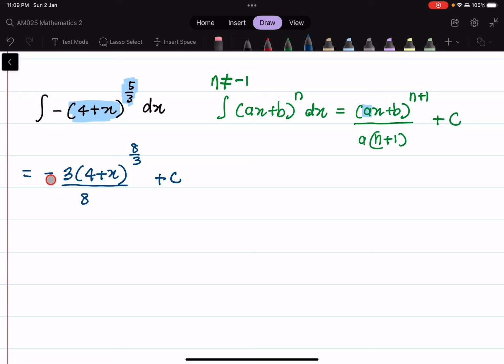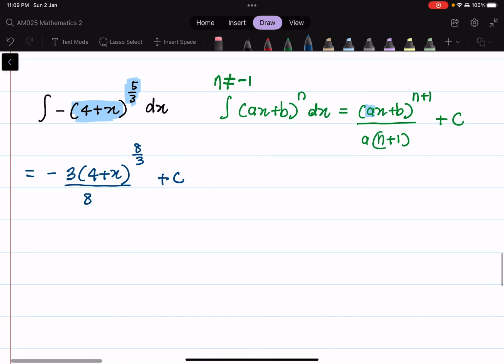So the answer is negative 3 times with 4 plus x to the power of 8 over 3 divided with 8 plus with c. Or you may write down like this if you want. Negative 3 over 8, 4 plus x to the power of 8 over 3 plus c.